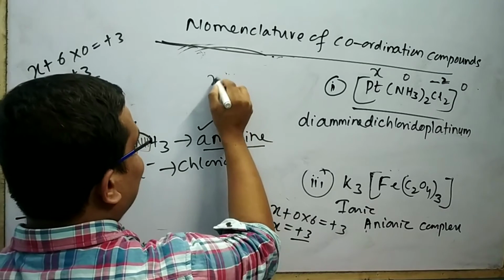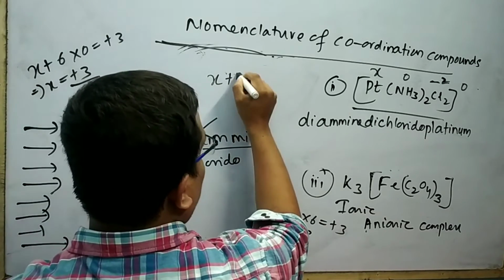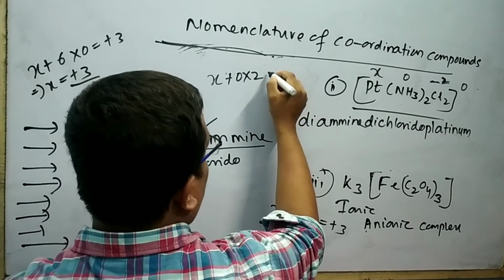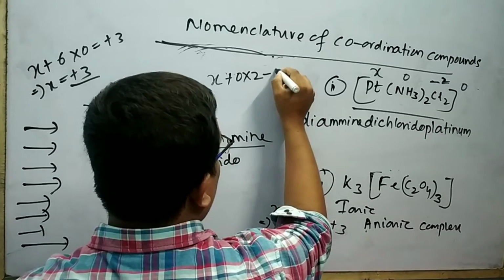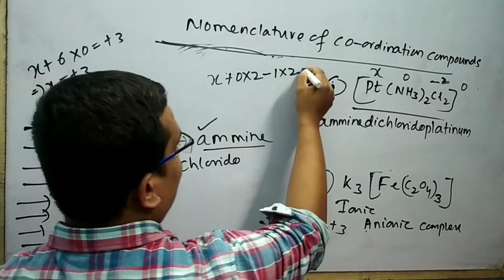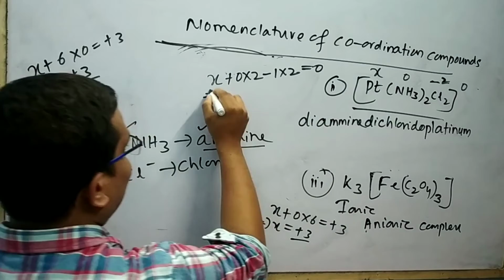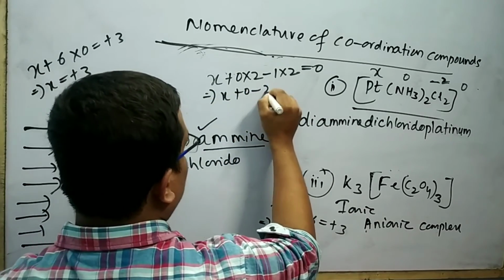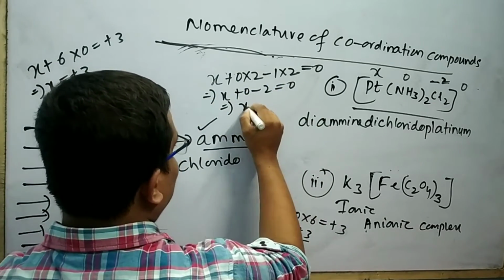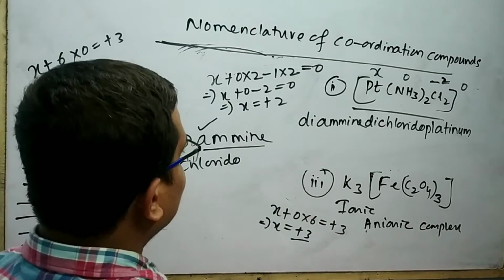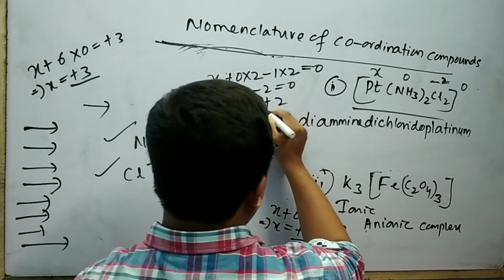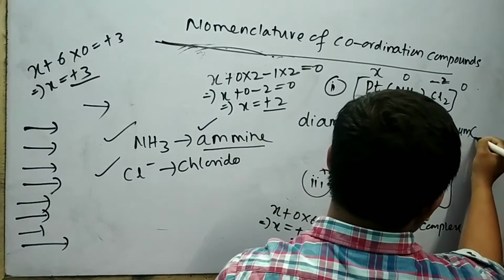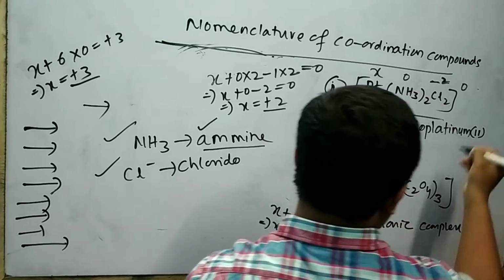Now I can write X plus 0 into 2 minus 1 into 2 equal to 0. That means I can write X plus 0 minus 2 equal to 0, so X is equal to plus 2. Since the oxidation state of platinum is plus 2, it is bound to write II here.